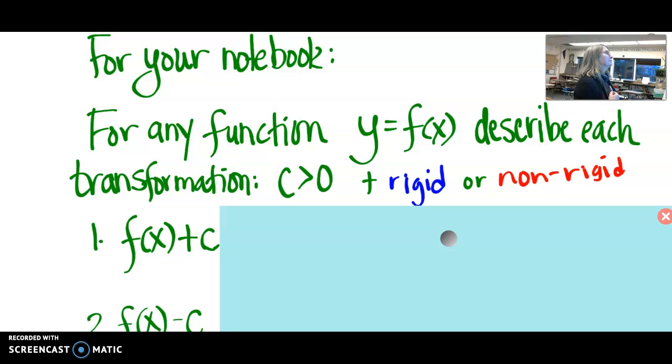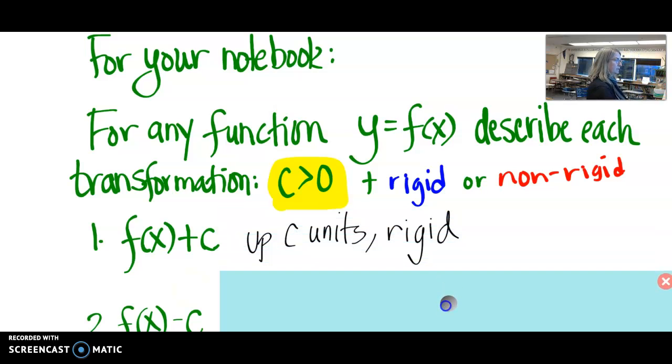Okay, so this is the generalized version of what we were doing with the quadratic function. For any function y equals f of x, describe each transformation, and we're going to just assume that c is greater than 0, and we're going to also decide if it's rigid or non-rigid. So if you have this scenario here, f of x plus c, I'm adding the c after the fact, what kind of transformation is that going to be? It will go up c units because we know that c is positive. And that'll be a rigid transformation.